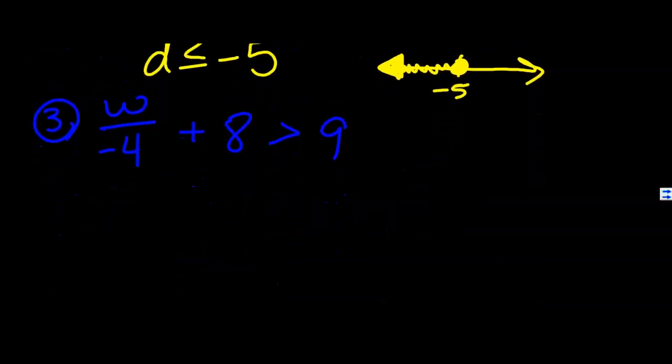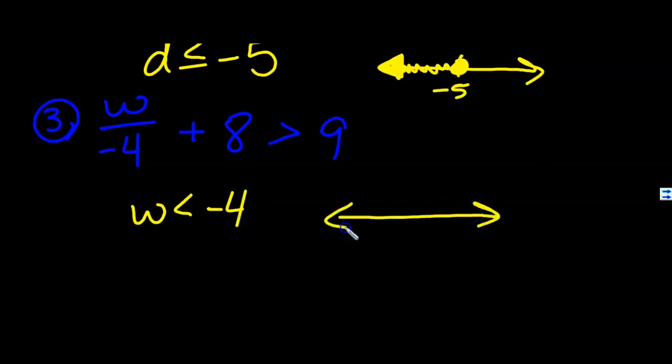One final one. Get some division going in there. Try it. Pause the video. Now that you've tried the final try it example here, let's go ahead and see if you got it correct. The correct response is W is less than negative 4.